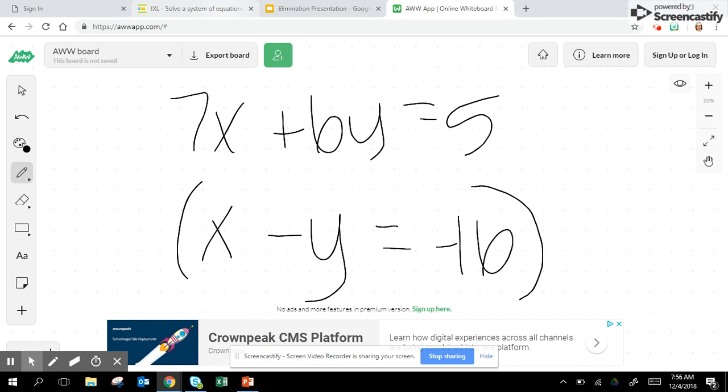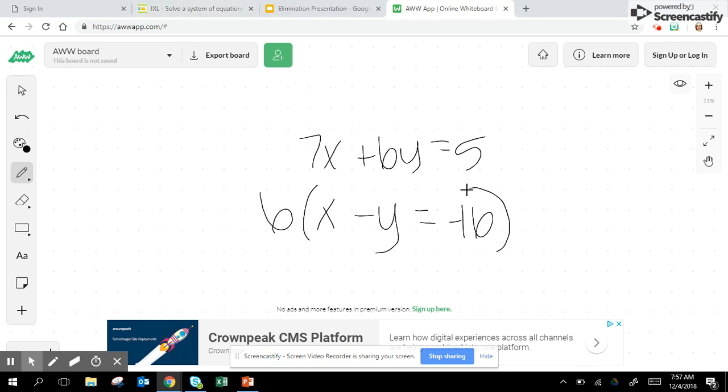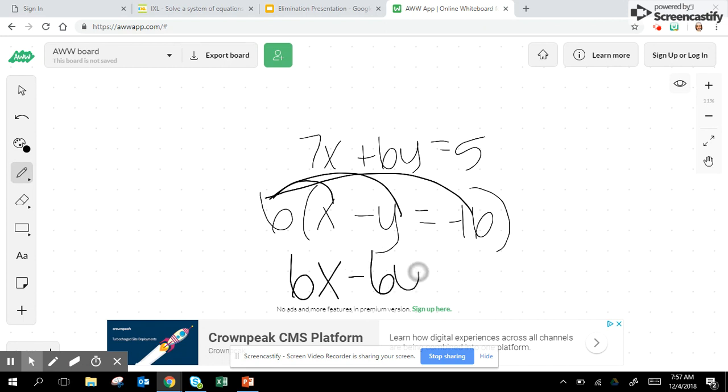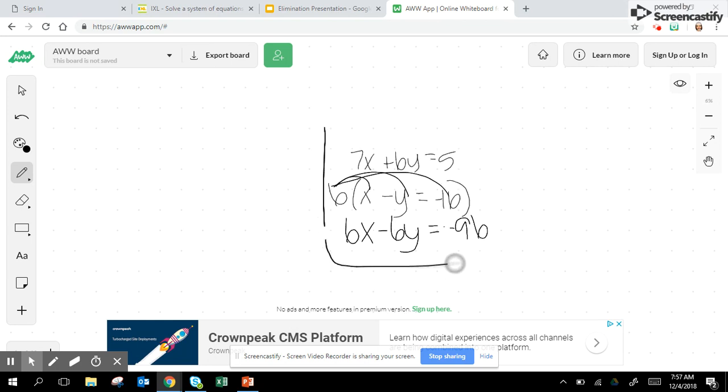So in order to make 6y and negative y the same, what would I have to do? I would have to multiply the second equation by 6. So I'm not really going to get them the same. I'm going to get the opposite, because it's going to be 6y and negative 6y, but we'll talk about that whenever we get there. So now we're going to go ahead and multiply this. You've got to distribute it all the way across. So you get 6x minus 6y equals, 16 times 6 is negative 96.